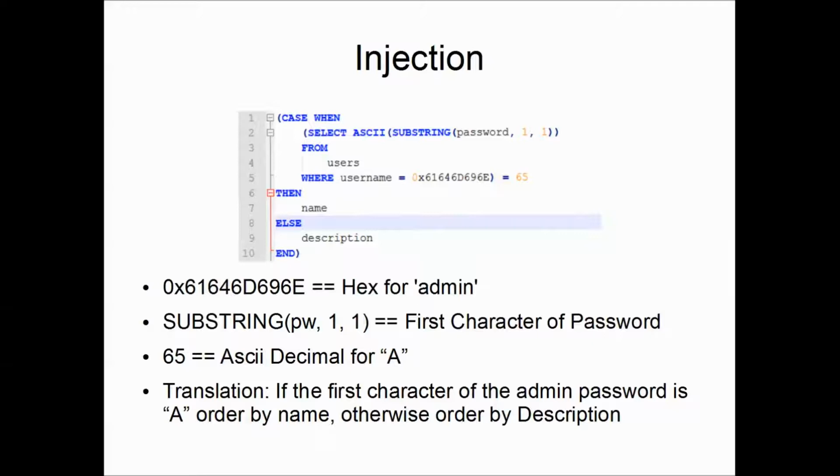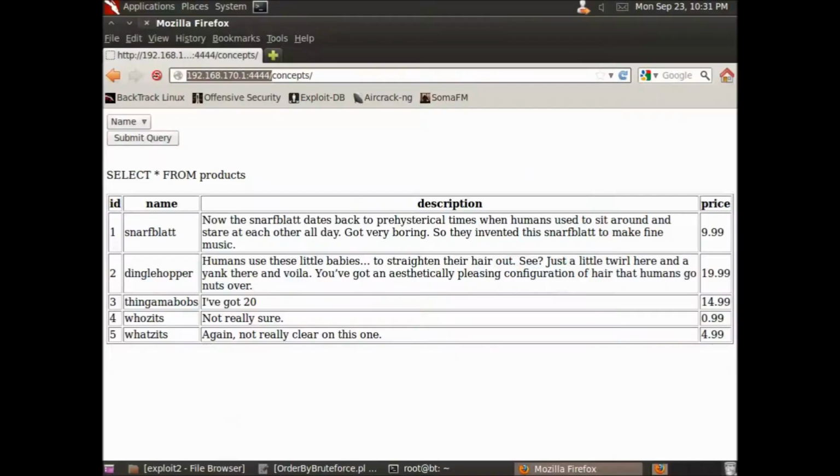So what this translates to is if the first character of the admin password is A, we'll order by name, otherwise we'll order by description. So this is one question that we're going to ask, and we're going to get one small piece of information. So if we script these injection attacks, we might be able to infer some information.